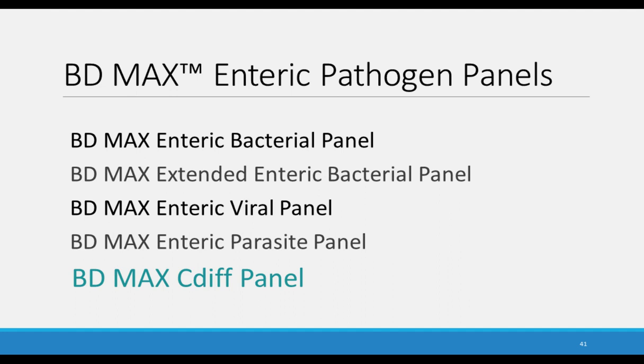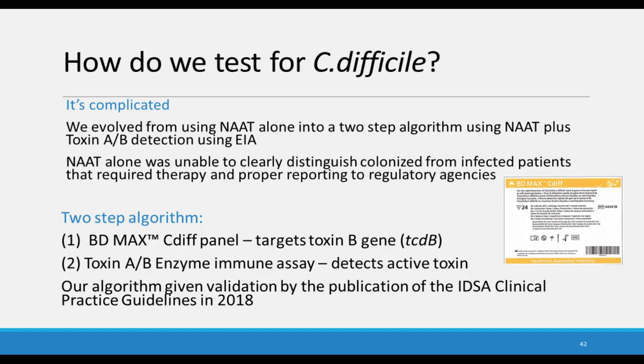And finally, let's talk about the C. diff panel that is near and dear to my heart. We've done a lot of work on C. difficile at Cedars, and so I feel somewhat comfortable talking about how we test for C. difficile. Well, I think my first comment would be it's quite complicated. We've evolved from using nucleic acid testing alone into a 2-step algorithm which uses nucleic acid testing plus toxin A and B detection using enzyme immunoassay.